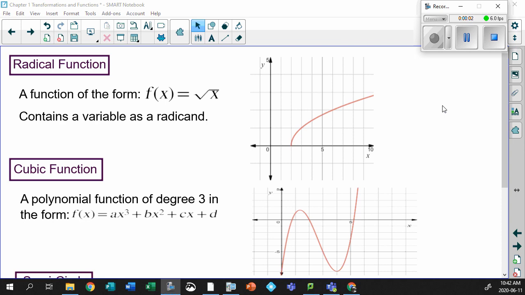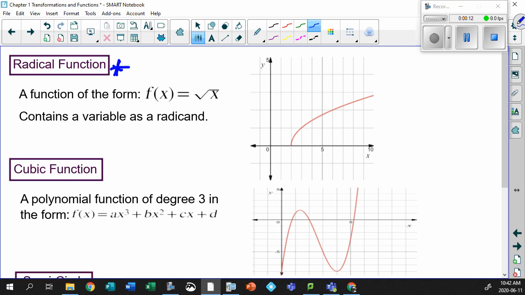So let's continue on with our exploration of functions. Here's some common functions that you're going to see in Math 30-1. The first one is called a radical function. Now you did a whole unit on radicals, but we didn't really graph it that much. In Math 30-1, we're going to be graphing it a whole heck of a lot more.